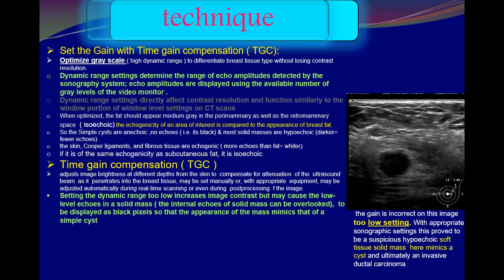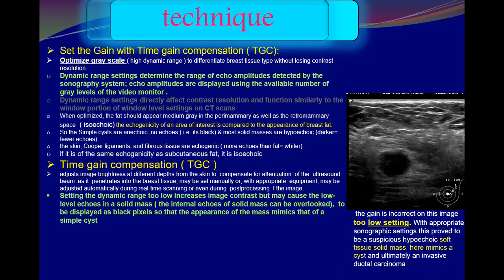So setting the dynamic range too low will increase the image contrast. That is the difference between hyperechoic and hypoechoic. It will be much different. And this will remove the echoes within soft lesions and simulate the cyst as seen in this image. This is invasive cancer, a hypoechoic lesion. But if you look here, it looks as if it is a cyst, deeply hypoechoic, or as if it is anechoic. So the gain is incorrectly too low.